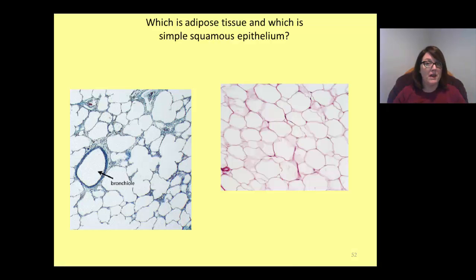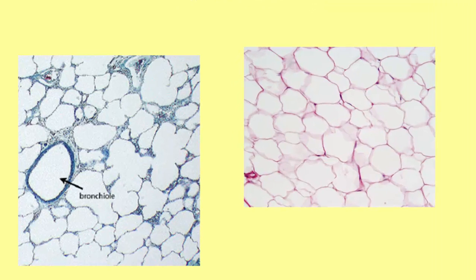Now you have to be careful with adipose tissue because it can look a lot like the simple squamous epithelial tissue of the lungs. So here I have the two side by side. Can you tell which is which?